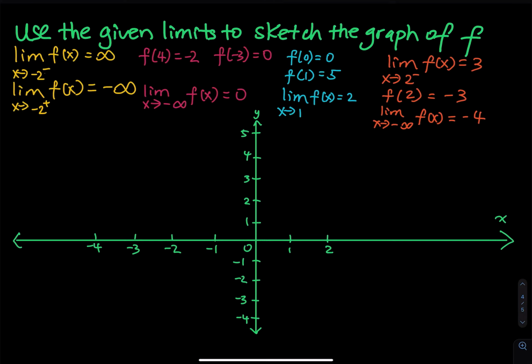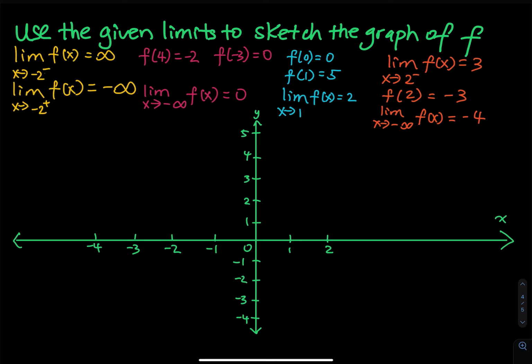Use the given limits to sketch the graph of f. They are all color-coded, so everything is so much easier to follow. Let's go from left to right. On the very left-hand side, we have two yellow limits. As x approaches -2 from the left, y goes to infinity, and as x approaches -2 from the right, y goes to -infinity.